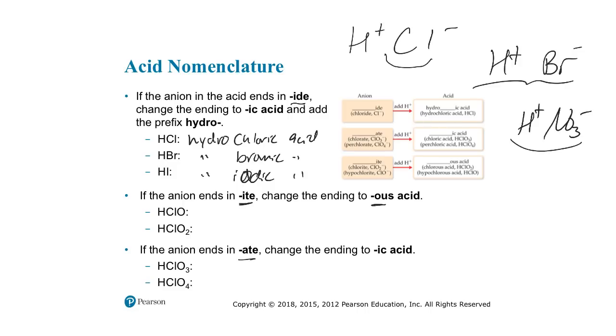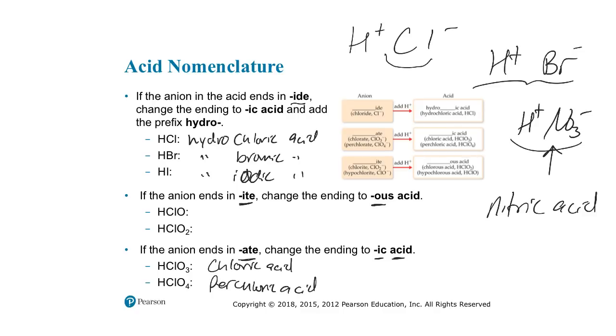if the original anion had an ATE ending, then you go to an ic acid ending. Let's start with the ATE ending, because here we have nitrate, so this would be nitric acid. Now notice it's not hydronitric acid, it's just nitric acid. So if we review for HClO3, that's chlorate, so this would be chloric acid. And then the next one would be perchloric acid.